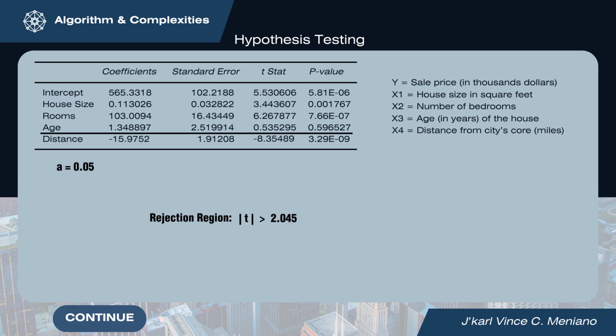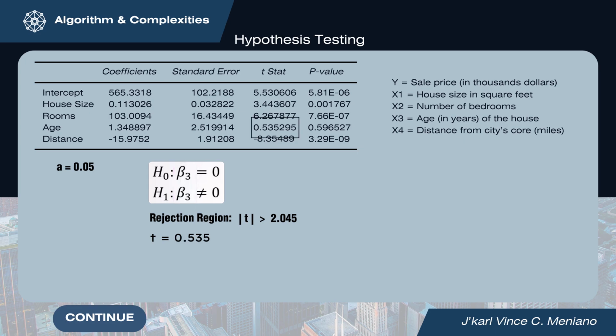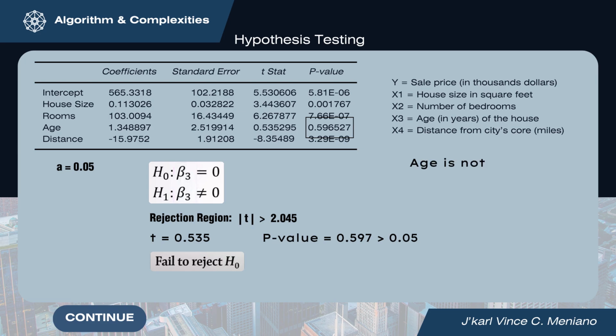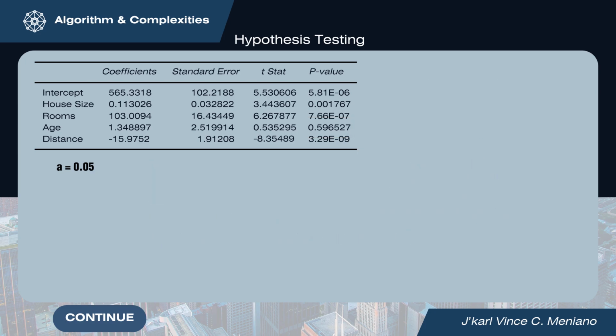Next, for age, with parameter beta 3, the t-stat is 0.535, which is not greater than 2.045. So we fail to reject the null hypothesis. The p-value is also greater than 0.05 to confirm that. So, we conclude that age is not significant in predicting price. Therefore, we could drop age from the model.